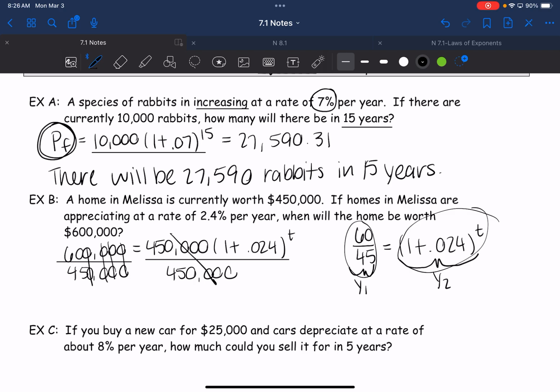Obviously, you don't have to use the letter t. You can use the letter x for your exponent.